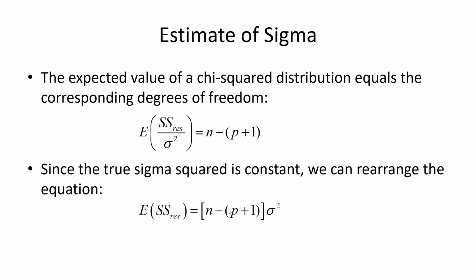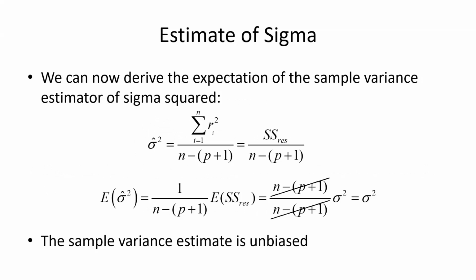Okay, so the expected value of a chi-square distribution equals its degrees of freedom. So we have the expected value of this quantity. And because this is constant, we can multiply this out. So I have the expected value of the sum of squares equals this.